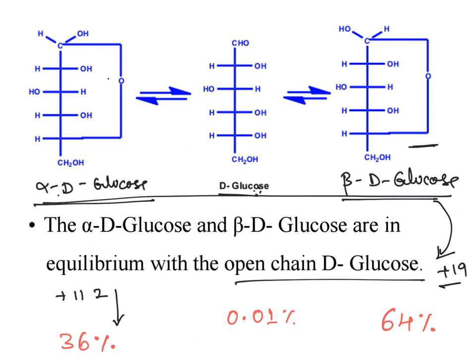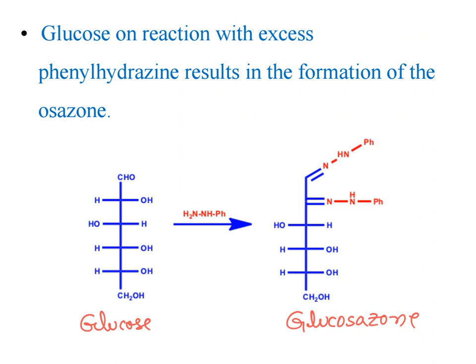Let's move on to another topic, osazone formation with glucose. Glucose reacts with excess of phenylhydrazine. Here the minimum required is 3 moles of phenylhydrazine, that's why we write excess. It means glucose is 1 mole, and the phenylhydrazine required is a minimum of 3 moles. That is the condition to form osazone. So glucose reacts with excess of phenylhydrazine, resulting in formation of osazone, and here our starting material is glucose and the product we call glucosazone.